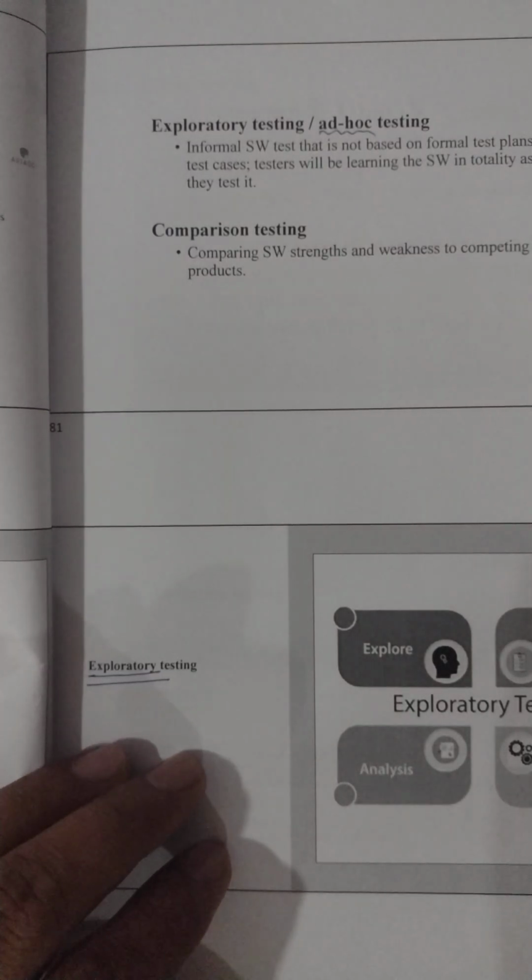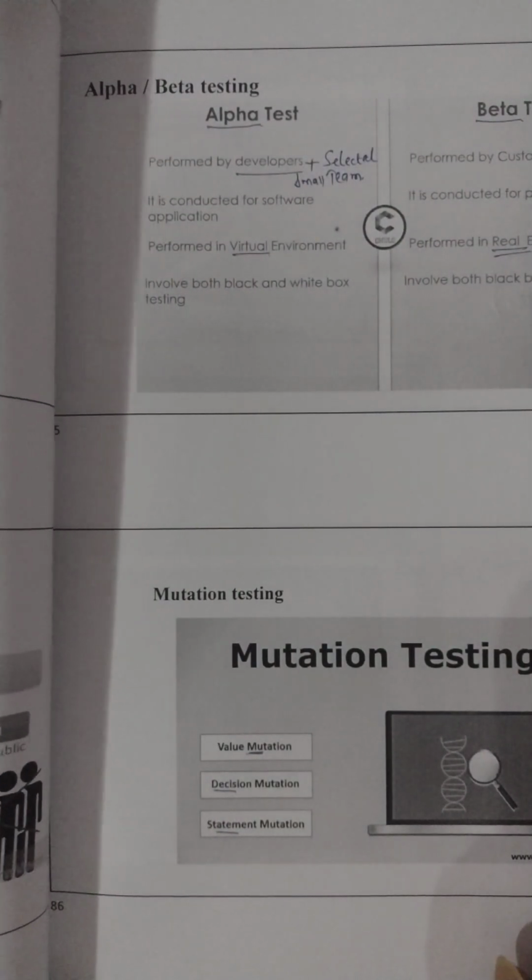We don't prepare any plan, but we just try to explore and see how the system is working. And next is your comparison testing. We compare the strengths and weaknesses of the product or software with our competitors' products. Again, some detail on exploratory testing: the stages are explore, design the test, execute, and then analyze the test results.